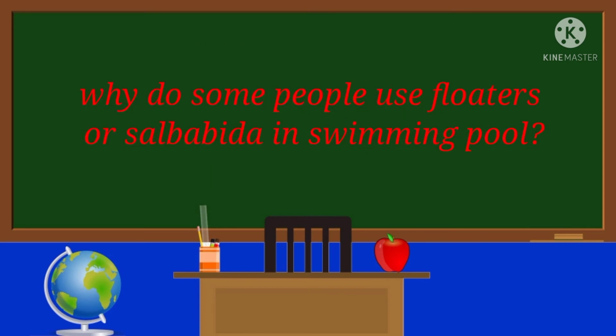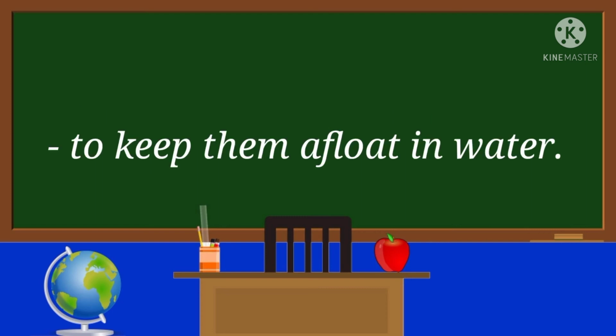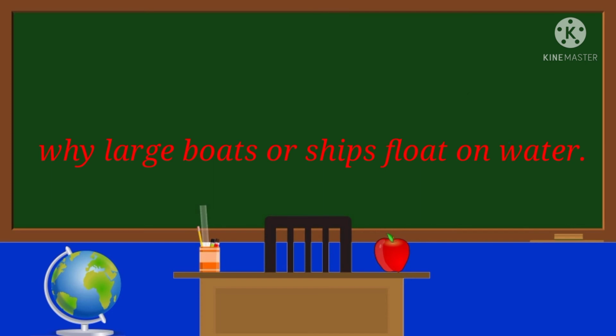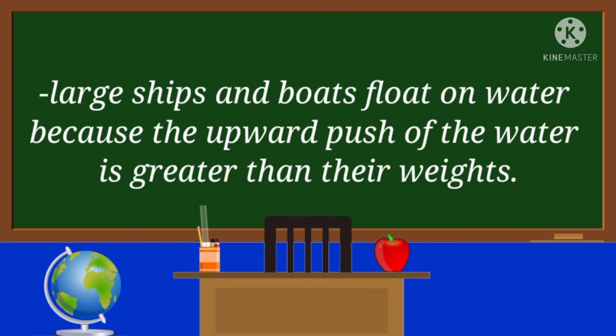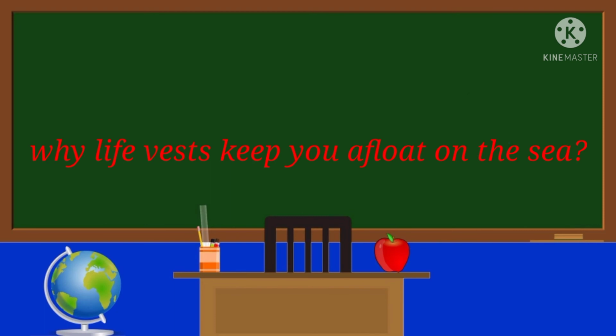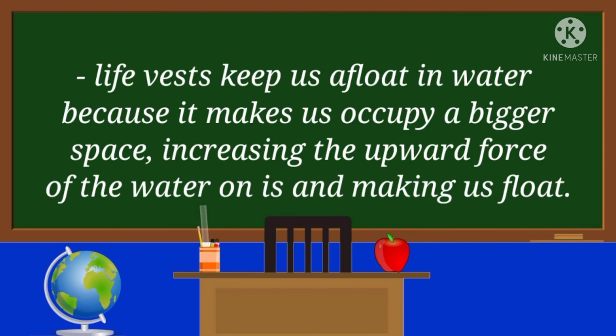Why do some people use floaters or salvavidas in the swimming pool? To keep them afloat in water. Why do large boats or ships float on water? Large ships and boats float on water because the upward push of the water is greater than their weight. Why does a life vest keep you afloat on the sea? Life vests keep us afloat in water because they make us occupy a bigger space, increasing the upward force of the water on us and making us float.